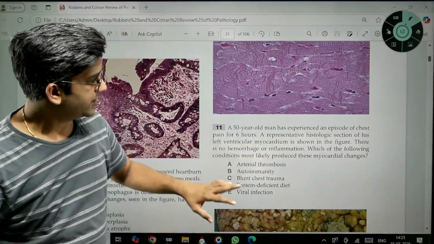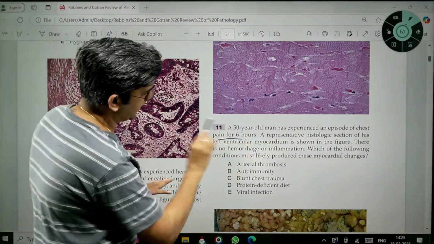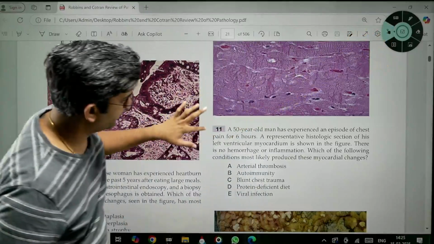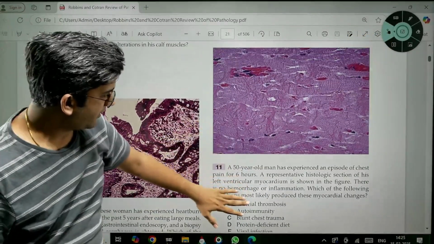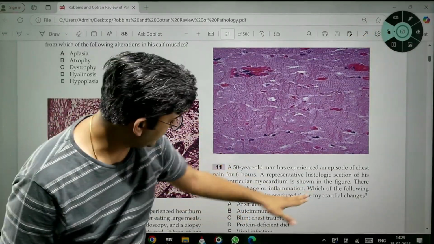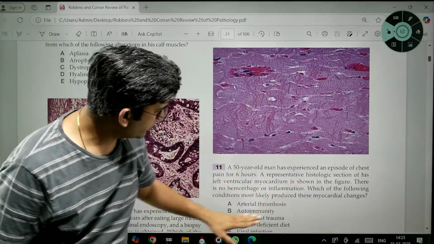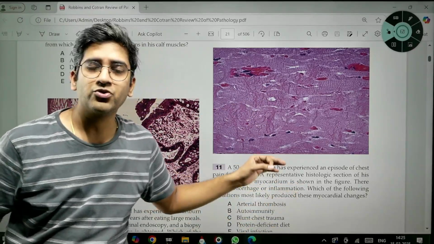A 50-year-old person experienced chest pain for the past 6 hours. The representative histological section is here. I'll look at the histological section soon. Okay, what is the following finding? Then it's clearly written there is no hemorrhage or inflammation, and the left ventricular myocardium is shown here. Which of the following conditions is most likely to produce this myocardial change?